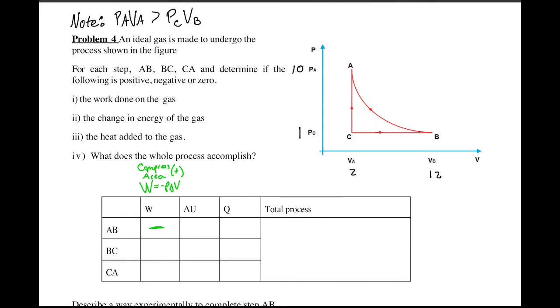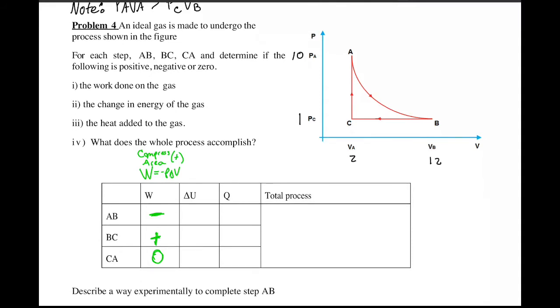Okay, next let's go from B to C. So from B to C, you are compressing the gas. So our work is going to be positive. We are compressing the gas. Okie dokie. Now from C back to A, there is no delta volume. So our work is 0. All right, nice.